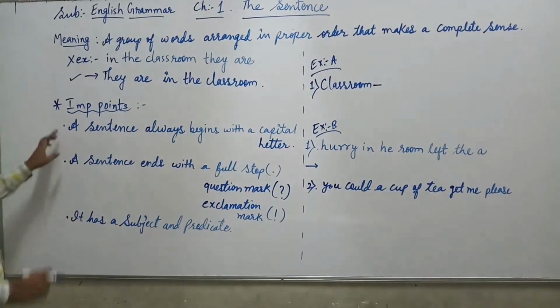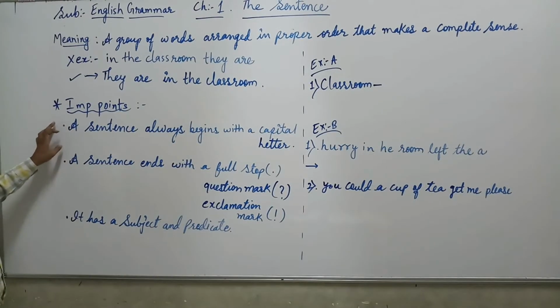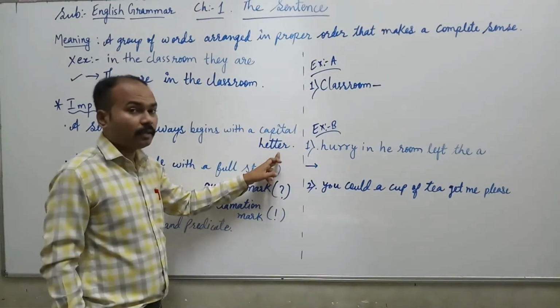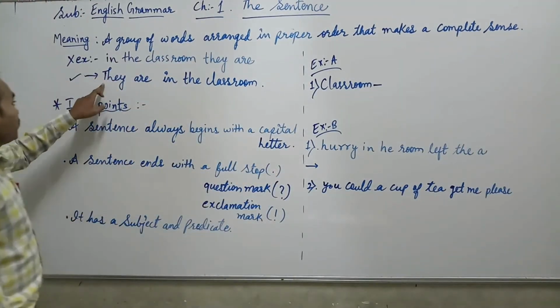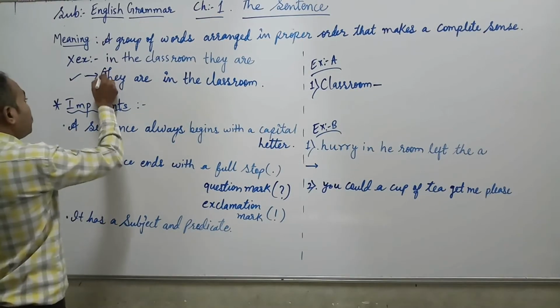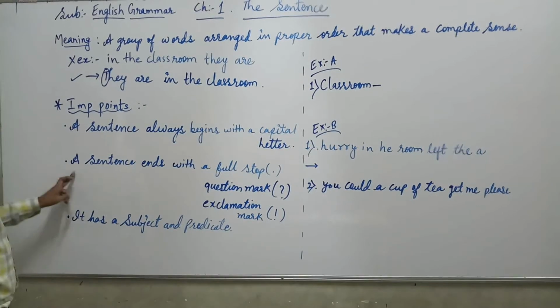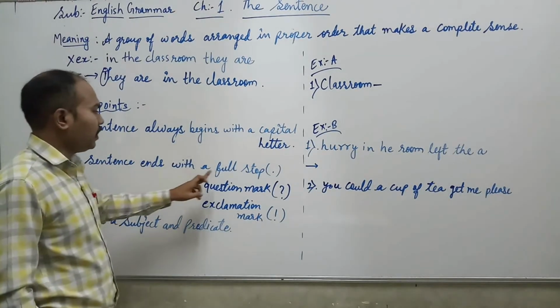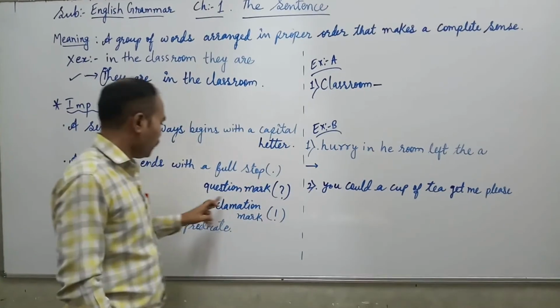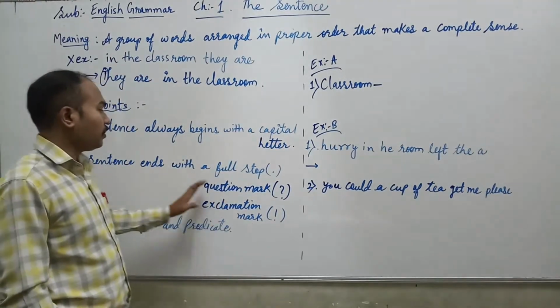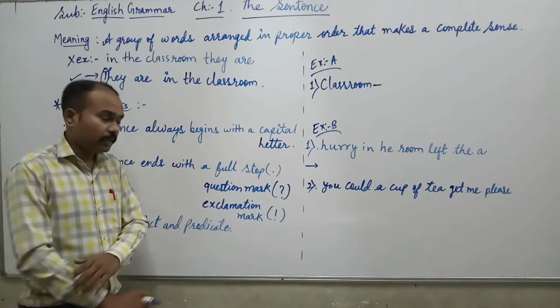Now some important points to be considered in a sentence. A sentence always begins with a capital letter. When a sentence starts, the very first letter is a capital. Then a sentence ends with a full stop, question mark, or exclamation mark. It depends upon the kind of sentence.